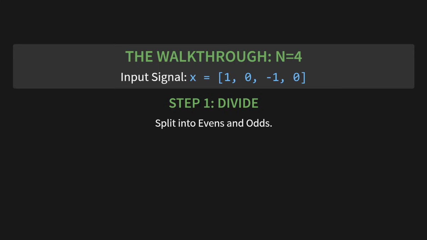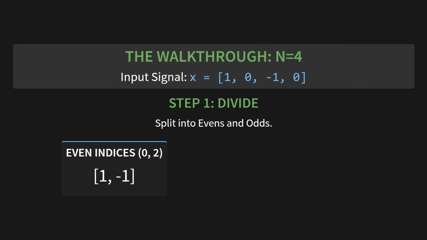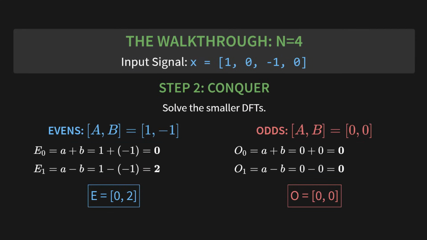We just split the signal into its even and odd indexed parts. The even indices are 0 and 2, so that gives us the signal 1, negative 1. The odd indices are 1 and 3, which gives us the signal 0, 0. Done. One hard problem is now two easy problems. Next, step 2, conquer. This means we solve the smaller DFTs. Now, a two-point DFT is super simple.